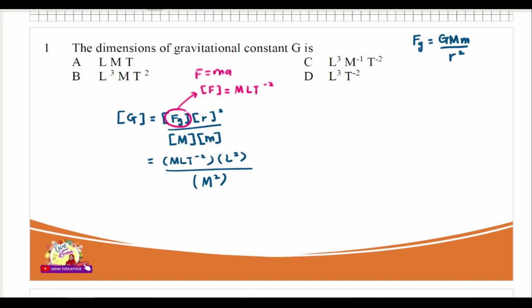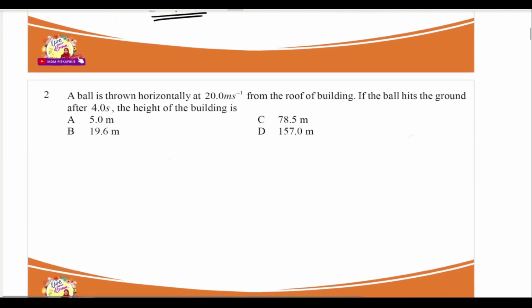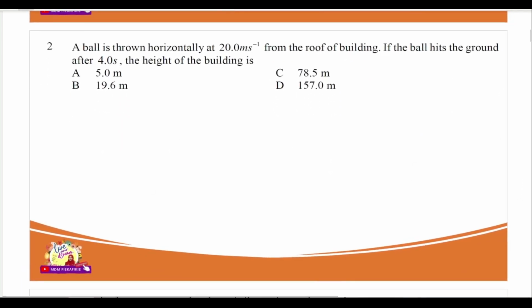Okay, so now we can cancel out. Apa yang kita boleh cancel adalah M lah. Okay, kita boleh potong ini dan ini. Therefore, dimension for gravitational constant G is equal to L, kita boleh darabkan lah. So kita akan dapat L cube, M negative 1, and then we're gonna have T negative 2. Okay, so this is the answer, and the answer is C. Alright, so finish question number 1. So let's proceed to the second question.